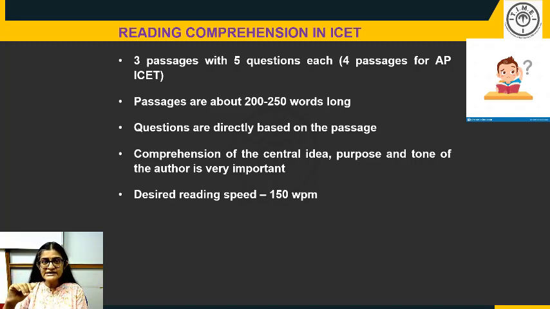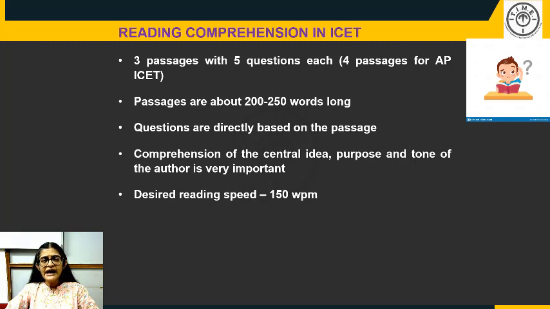However, in ISET, many of the questions may require, though they are very direct, they may require an overall understanding of the tone and purpose of the author, and most importantly, the central idea. So, we advise you to read the entire passage before attempting the questions. This is a must in all higher level exams. Okay, you need to quickly read through the entire passage before attempting the questions.